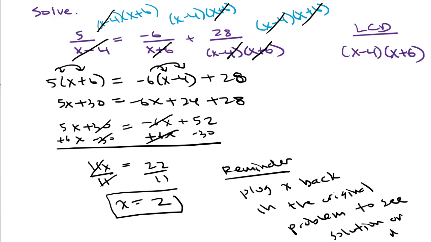Okay, so if I plug 2 back into the original, again, I'm just focusing on the denominator because that's where I'm going to have issues. I have x minus 4. 2 minus 4 is negative 2, so that's okay. I have x plus 6. 2 plus 6 is 8, which is okay. So that means that the denominator is never going to be 0. So that means then my solution for this rational equation is going to be x equals 2.